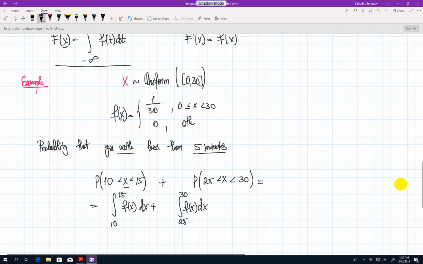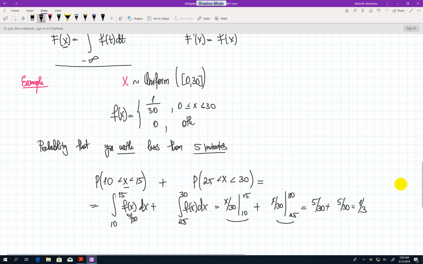Right? So what was the density function? It's 1 over 30, right? So you just need to integrate 1 over 30. If you integrate 1 over 30, what do you get? What's the antiderivative? It's x over 30, right? We need to put the values from 10 to 15, plus again x over 30 from 25 to 30. So this will be equal to 5 over 30, plus again 5 over 30. So the answer is 1 over 3.